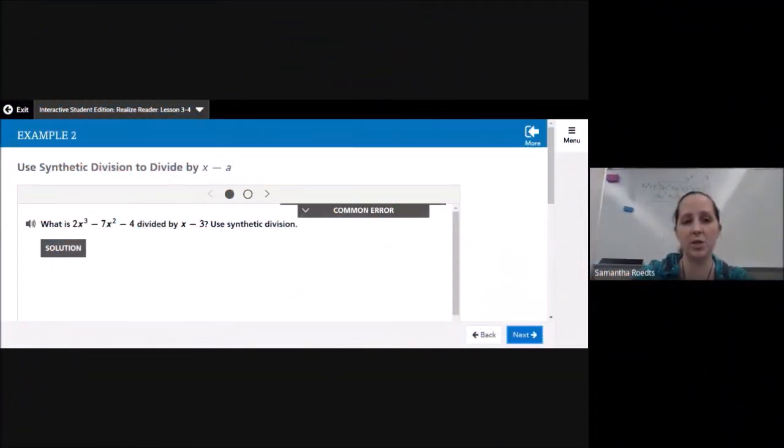All right, next I'm going to use synthetic division to divide by x minus a. When I use synthetic division, it always has to be in the form x minus a. I can't have something like 2x. It has to be 1x minus a. So what is 2x cubed minus 7x squared minus 4 divided by x minus 3? And I want to use synthetic division.